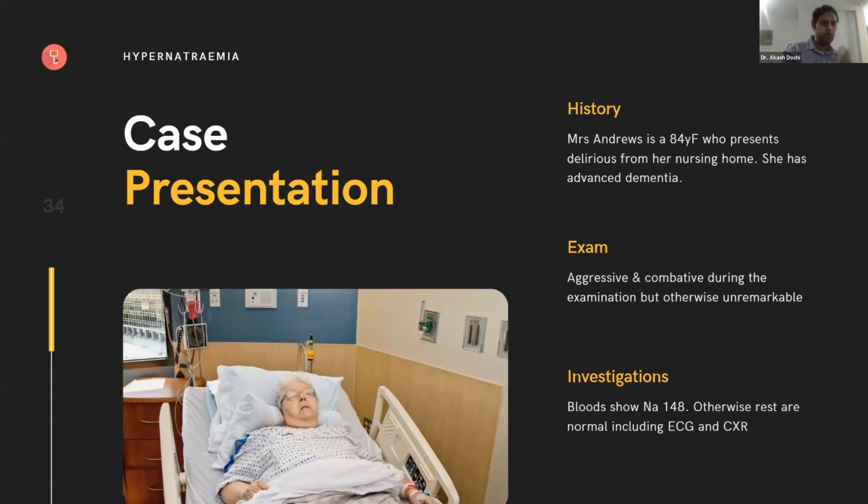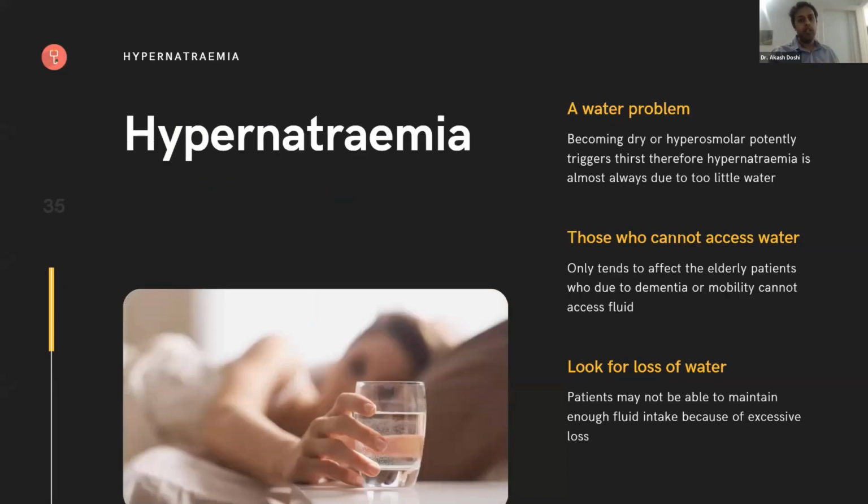So this is probably the most common case that you will see in primary care, when you're going to nursing homes, or when you're going to homes with people with advanced packages of care, or in hospital. Essentially, the one take-home message is hyponatremia is almost always a water problem. It's not that the sodium is too high, it's that the water is too low, and therefore the sodium is high.